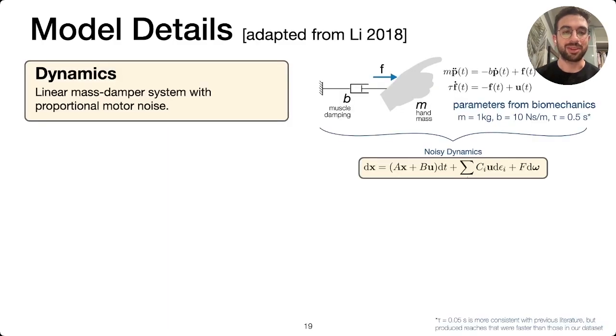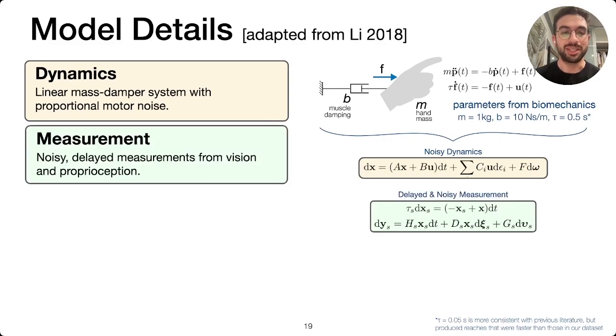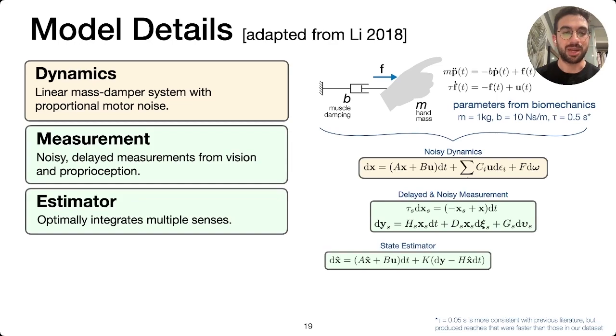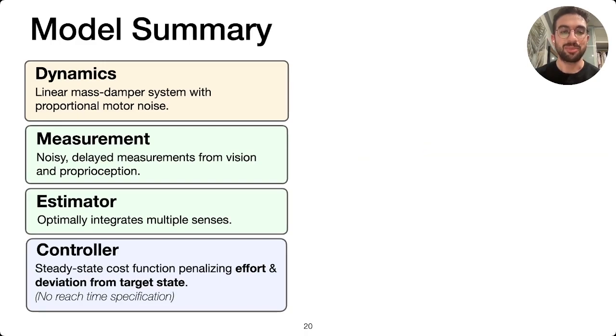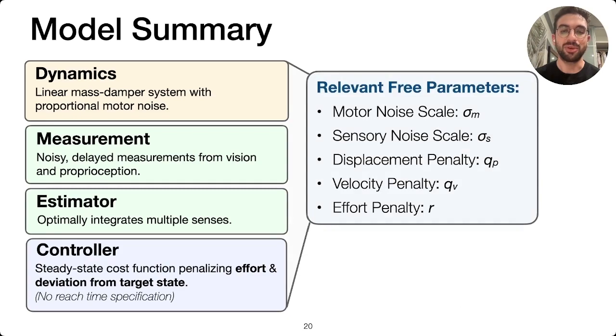The hand dynamics are modeled as a linear mass damper with proportional motor noise. Measurement comes from the delayed and noisy signals of vision and proprioception, which are then integrated into an optimal estimator. The cost function here penalizes effort and deviation from the target without requiring a reach end time. While this model has many parameters, the relevant free parameters include the motor and sensory noise scales and the displacement, velocity, and effort penalties of the cost function.